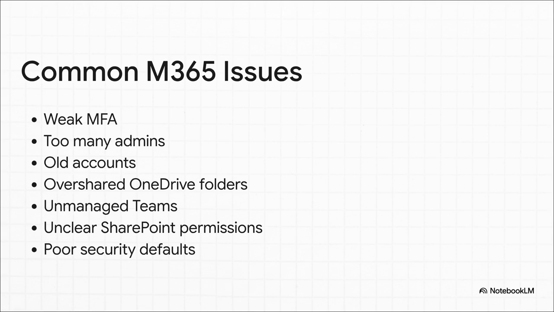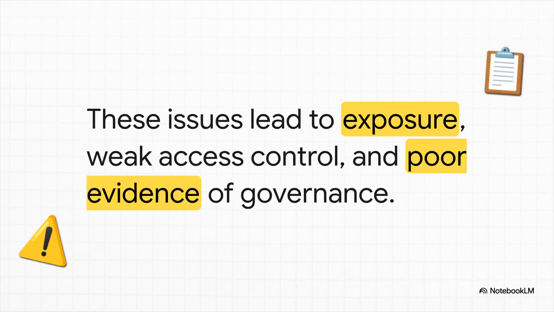You might have old accounts from past volunteers or staff just sitting there. You almost certainly have overshared OneDrive folders, unmanaged Teams channels gathering dust since 2021, and unclear SharePoint permissions that are relying on some pretty poor security defaults. Now, these aren't exotic, high-level cyber threats. They're really just administrative loose ends. But, and this is key, those loose ends actually have real-world consequences. These common issues ultimately lead to sensitive information exposure and weak access control.